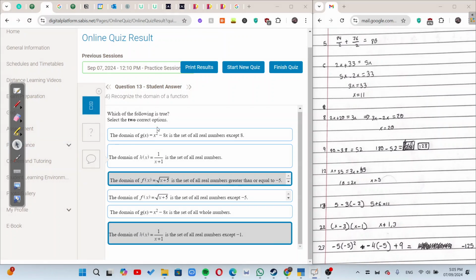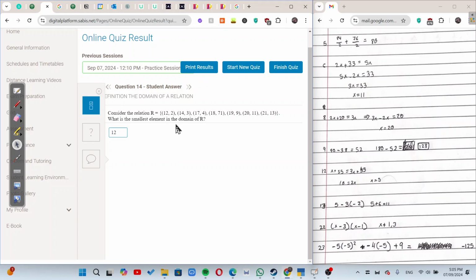Now on to the next question. What's the smallest element in the domain of R? We know that the domain is the x, it's the first value inside the ordered pair. So we need to just look at all the numbers at the first value, and we can see that 12 is your smallest one. 14 isn't, 17 isn't, 18 isn't, 19, 20, 21 are not smaller than 12.